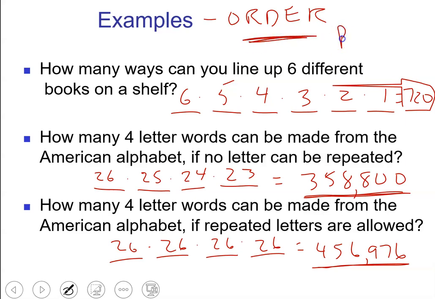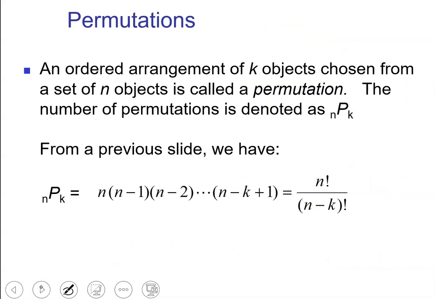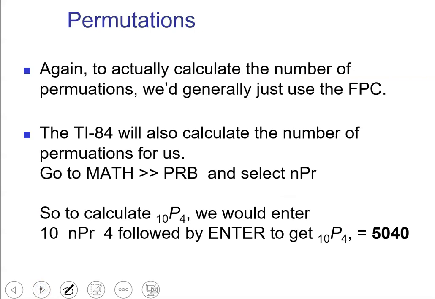These, again, all represent order. And we're thinking about what we call permutations. Permutations mean order. That's what I'm referring to on this slide here. Ordered arrangements of k objects chosen from n objects is written as nPk. So n and k are kind of the subscripts there. So nPk is equivalent to n factorial over n minus k factorial. Again, to actually calculate the number of permutations, we generally just use the fundamental counting principle, FCP. A little typo there.